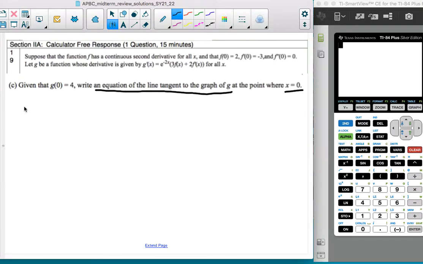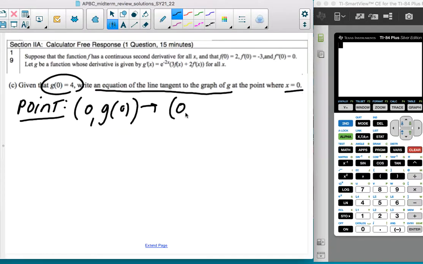It's the same basic question we saw in A, but slightly harder because g is slightly more complicated, right? So again, we need two things. We need a point, which in this case is going to be 0 comma g of 0 because I'm finding the tangent line to g at x is 0. But they gave me g of 0, it's a 4, so my point is 0 comma 4.